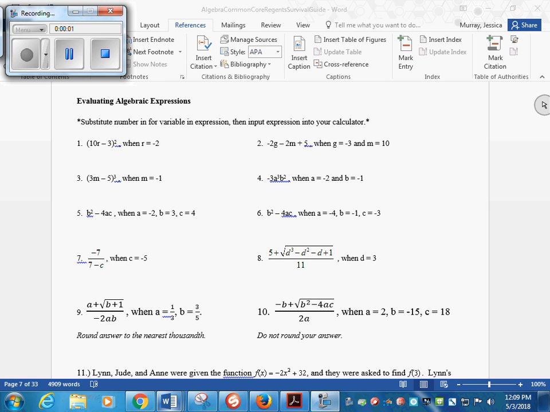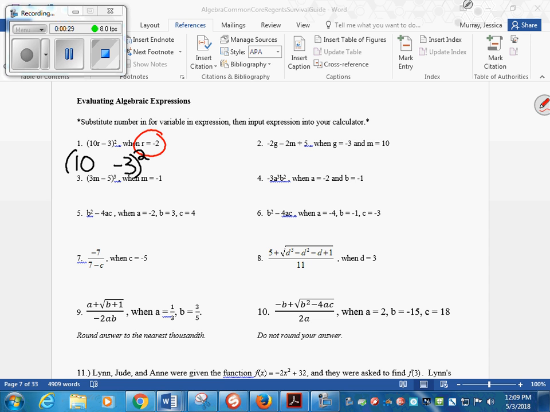So looking at evaluating algebraic expressions, when we're trying to evaluate something, what are we essentially doing? When it tells you here that r equals -2, we're plugging it in for r. So what we have is the original, which is parenthesis 10. I'm not going to write r now. I'm going to leave a space for it, and then it's being squared.